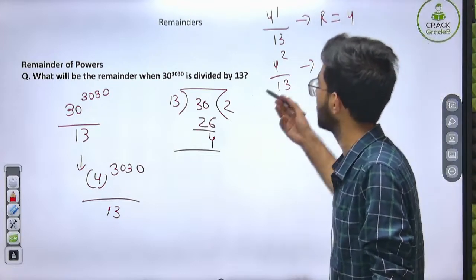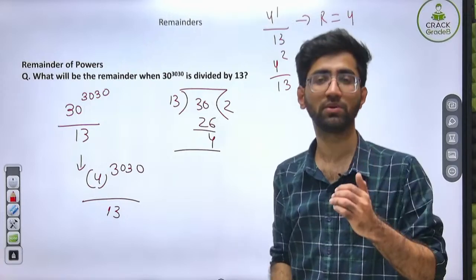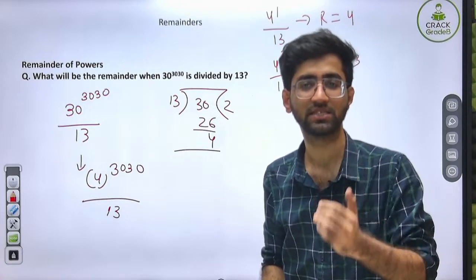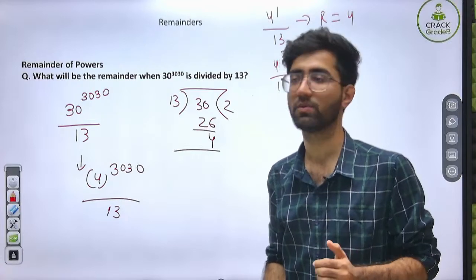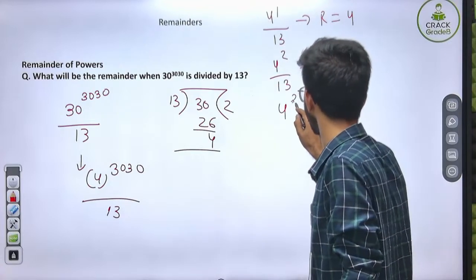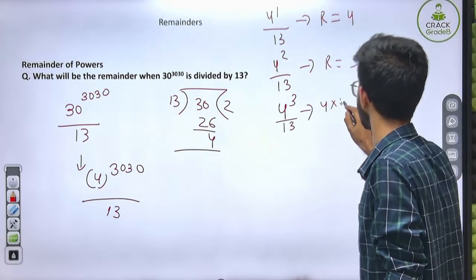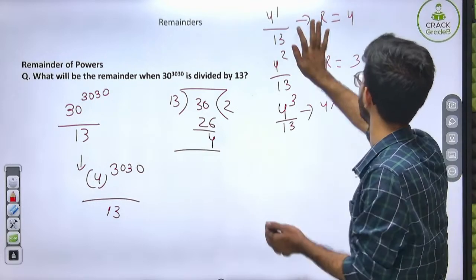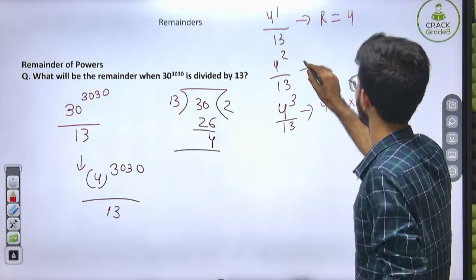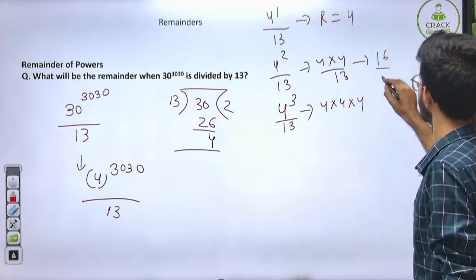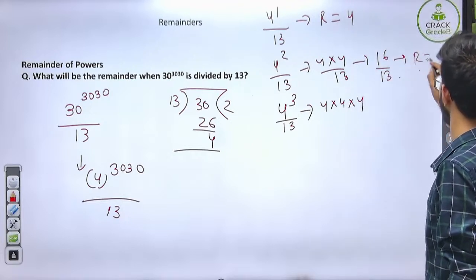See, 4 to the power 2 is what? 4 to the power 2 is 4 into 4, and 16 divided by 13, so the remainder will be equal to 3, right? If you solve it further, 4 to the power 3 by 13. Basically this is again 4 into 4 into 4, or you can even say 4 into 4 by 13, so 16 by 13, and the remainder is equal to 3.